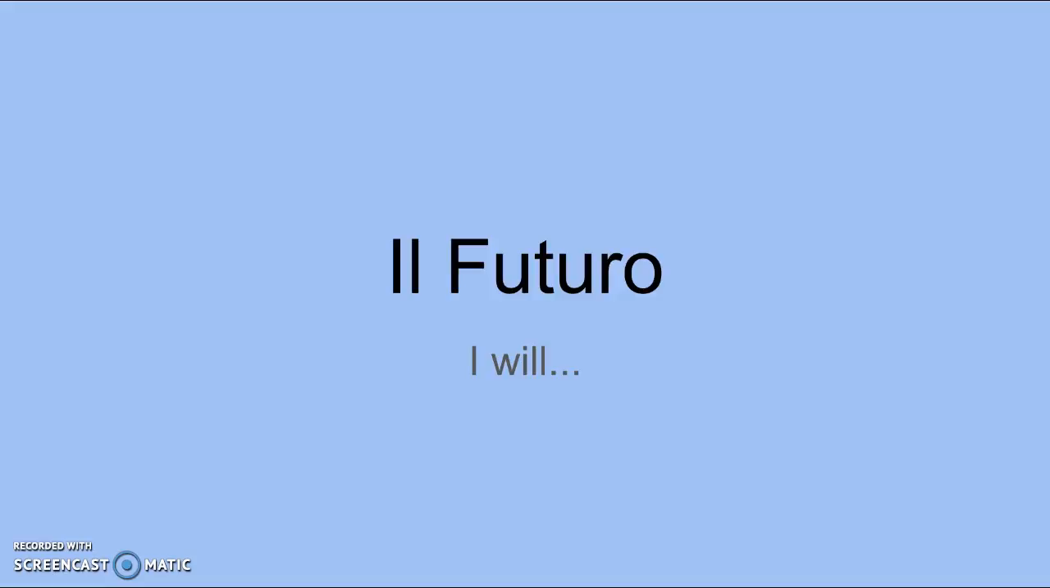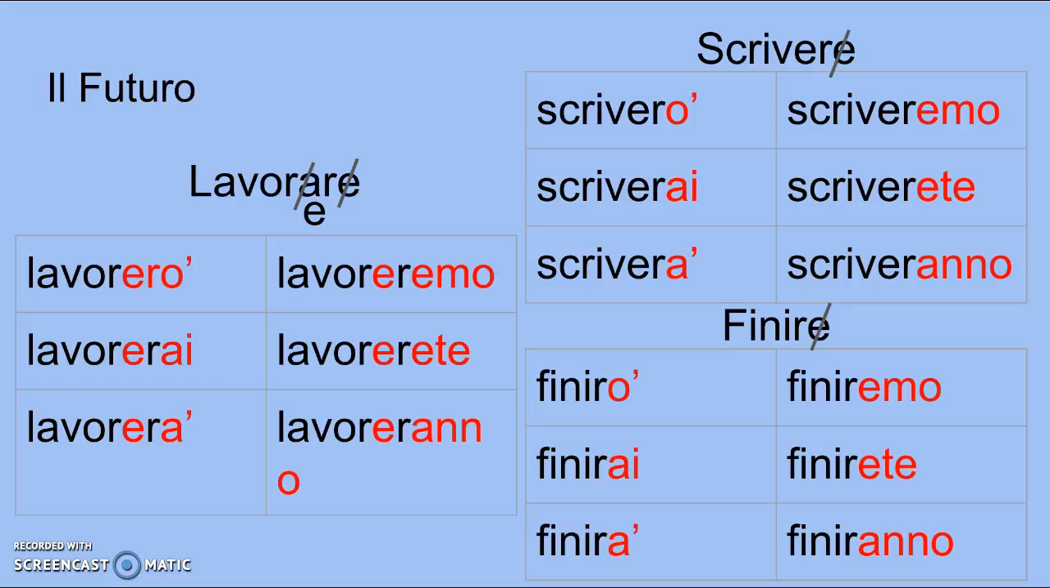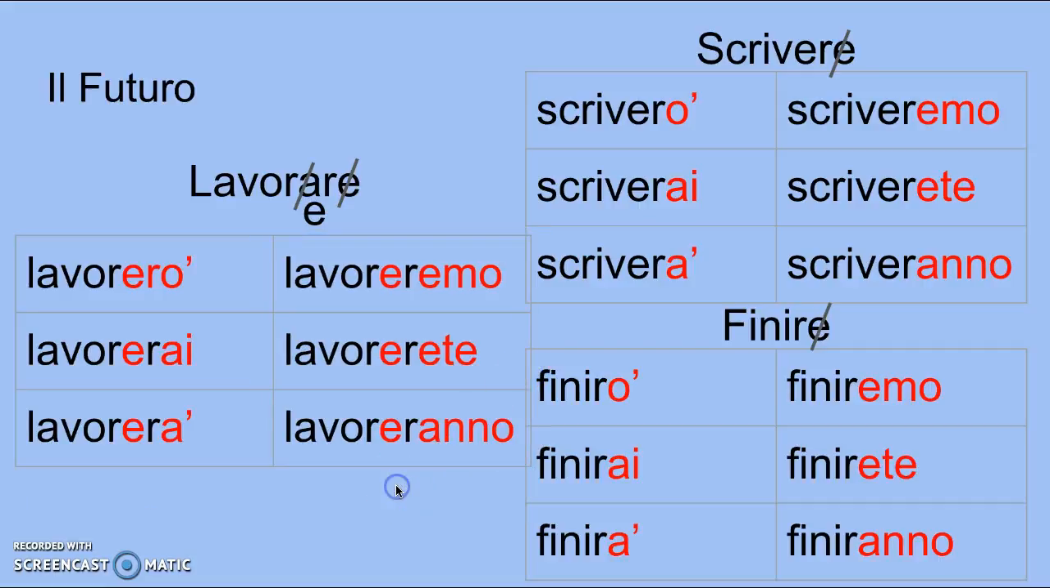The futuro is used, for obvious reasons, when you're speaking about the future. This is how you conjugate. Very similar to the conditional. Io lavorerò, tu lavorerai, lui lei lavorerà, noi lavoreremo, voi lavorerete, e loro lavoreranno. For scrivere, as an ERE verb, it goes scriverò, scriverai, scriverà, scriveremo, scriverete, scriveranno.